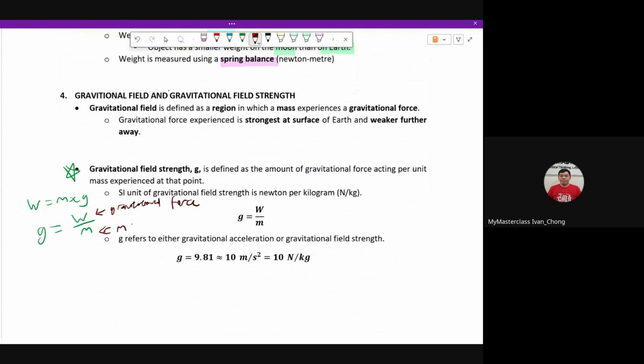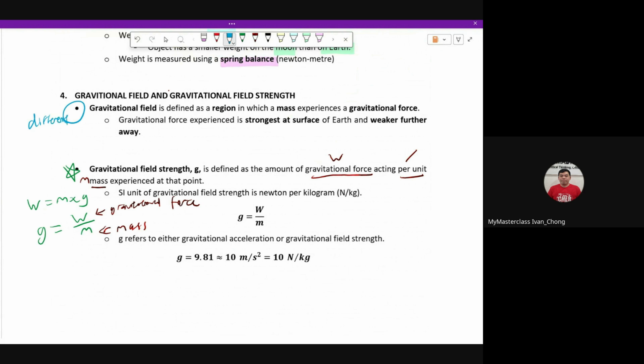This is your mass. So it is your gravitational force, W, per unit mass. Okay? So basically, if you want to state your definition, you just need to change your formula into words. So your gravitational force divided per unit, then below is your mass. So it's your gravitational force W acting per unit mass M. That's all. Okay, and take note, this is different.